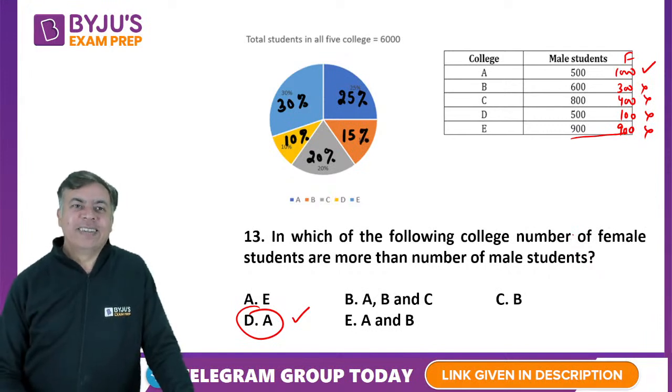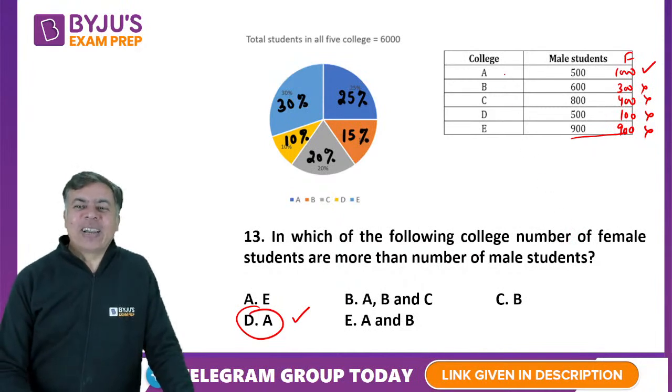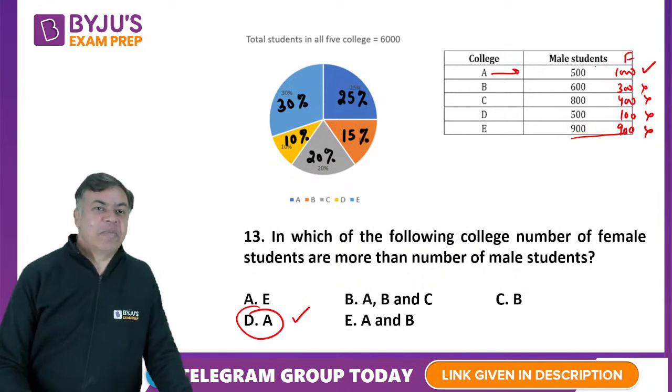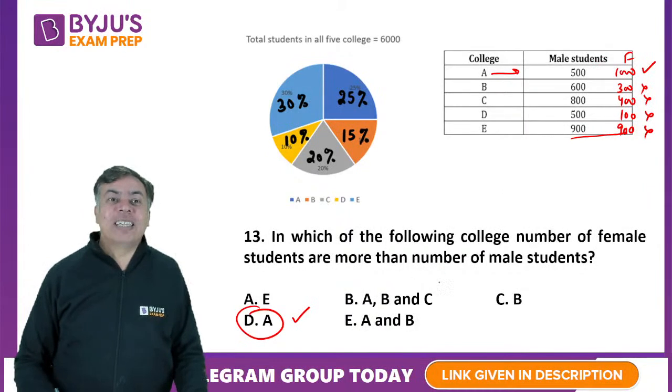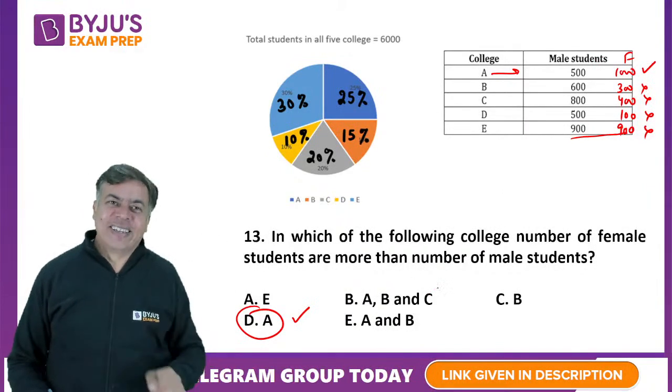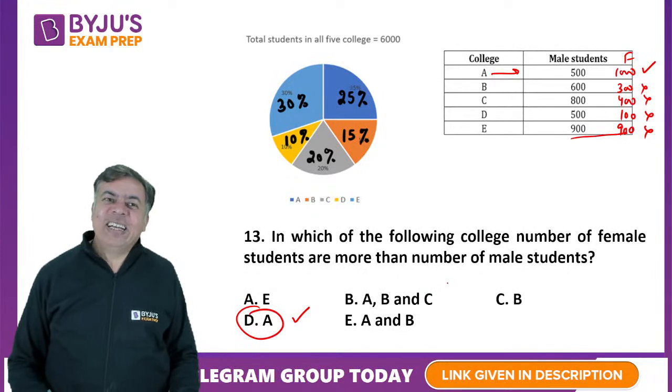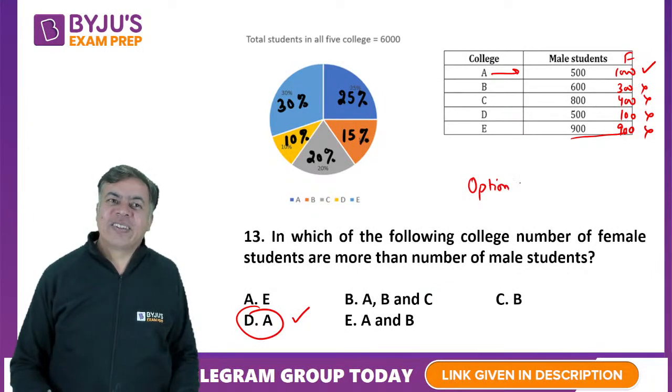Yes, option D. Sometimes it happens that we calculate that A, the females are more, and mark A, but A is not the correct option. The correct option is D, which is value A. So option D, value A is correct.